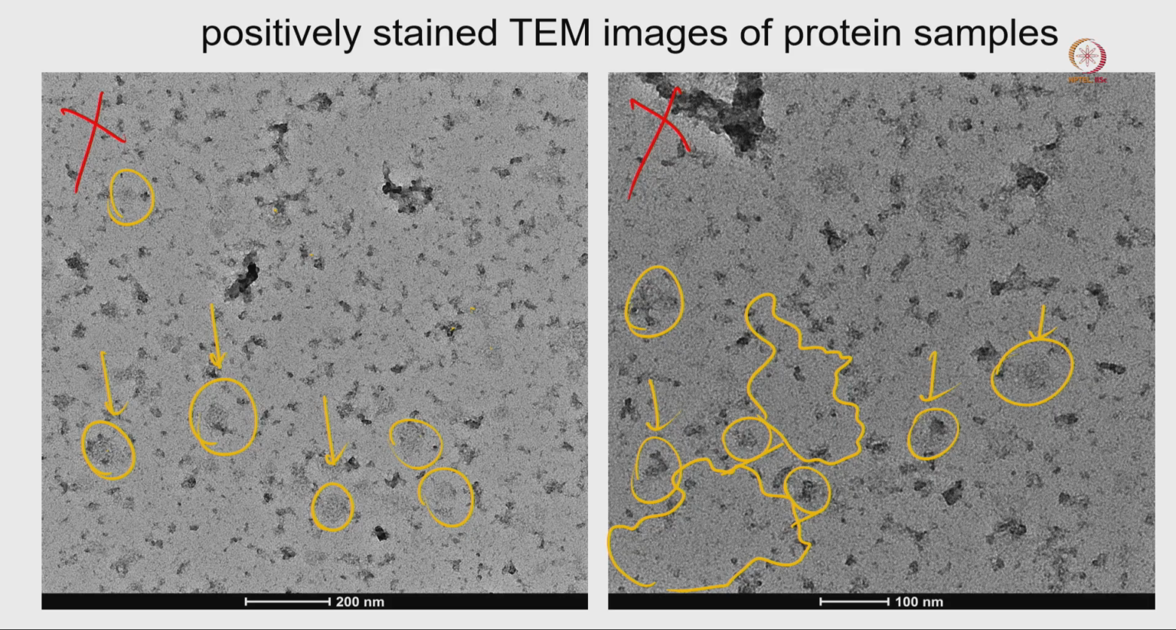So I'll stop here. In the next class we'll discuss more about light stain and thick stain, and I'll show you some good images, so you can distinguish what is a bad image and what is a good image.